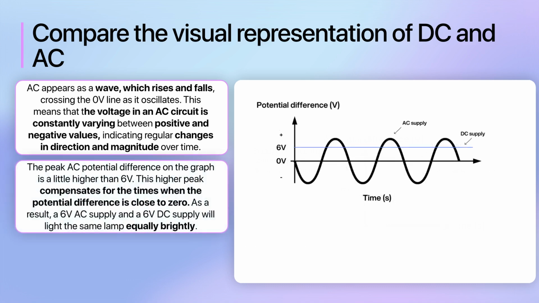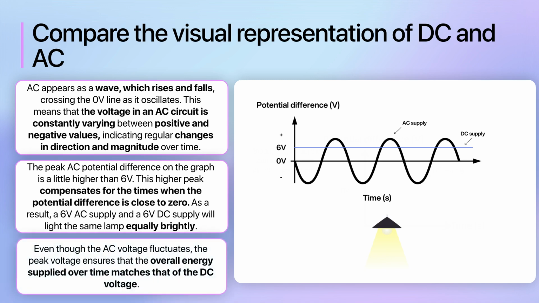One thing to note is that the peak AC potential difference on the graph is a little higher than 6V. This higher peak compensates for the times when the potential difference is close to zero. As a result, a 6V AC supply and a 6V DC supply will light the same lamp equally brightly. Even though the AC voltage fluctuates, the peak voltage ensures that the overall energy supplied over time matches that of the DC voltage.